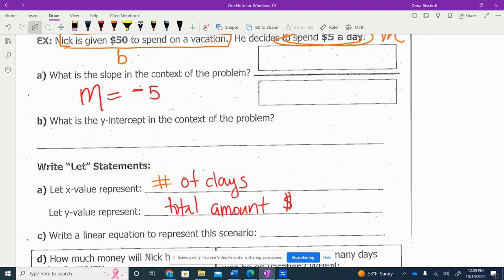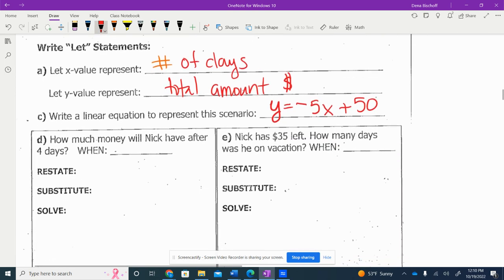So, can someone tell me what the equation would be? What do you think, Kate? Y equals mx plus b. So what's m? -5. So y equals -5x, and what's b? 50. Okay. I'm not going to be here tomorrow, and you guys are doing this over and over again, okay? It's the same thing over and over again.